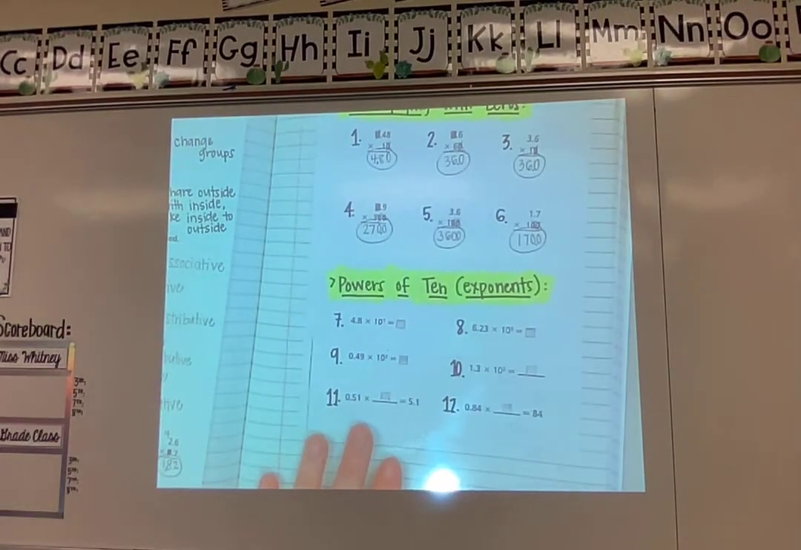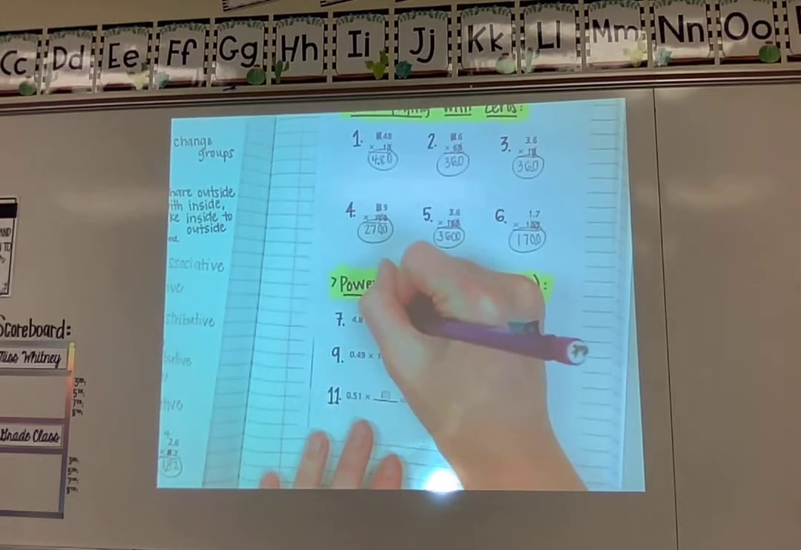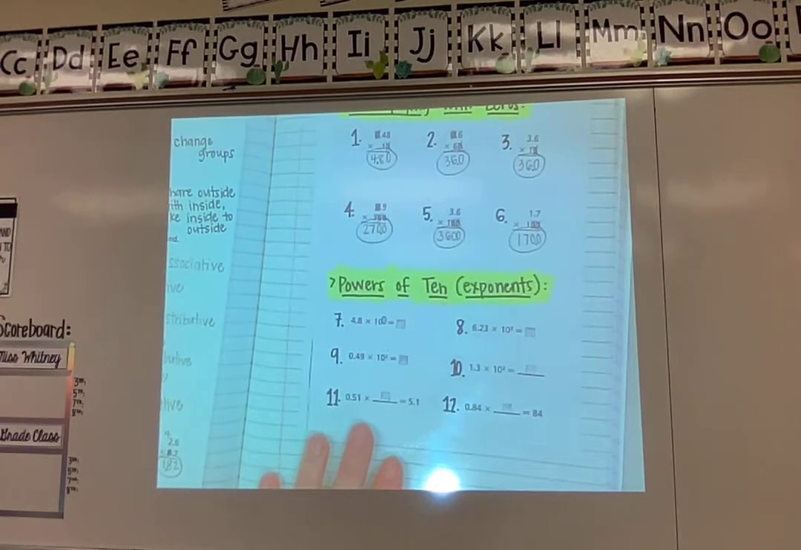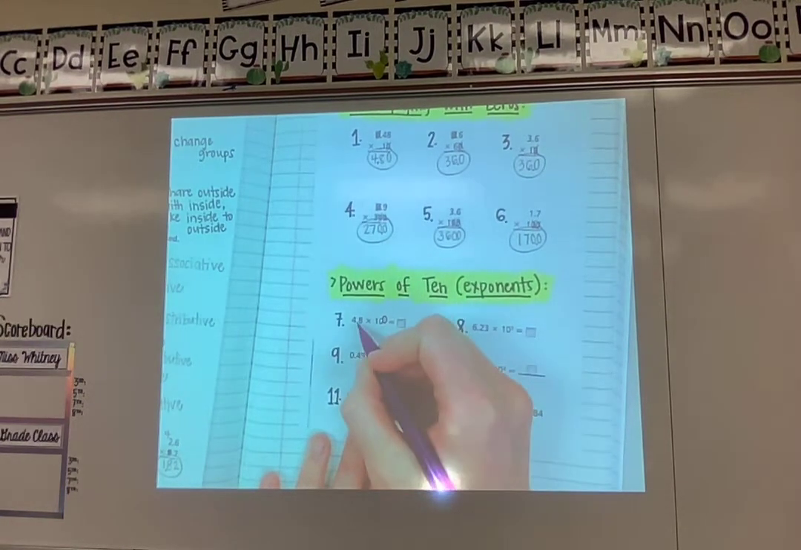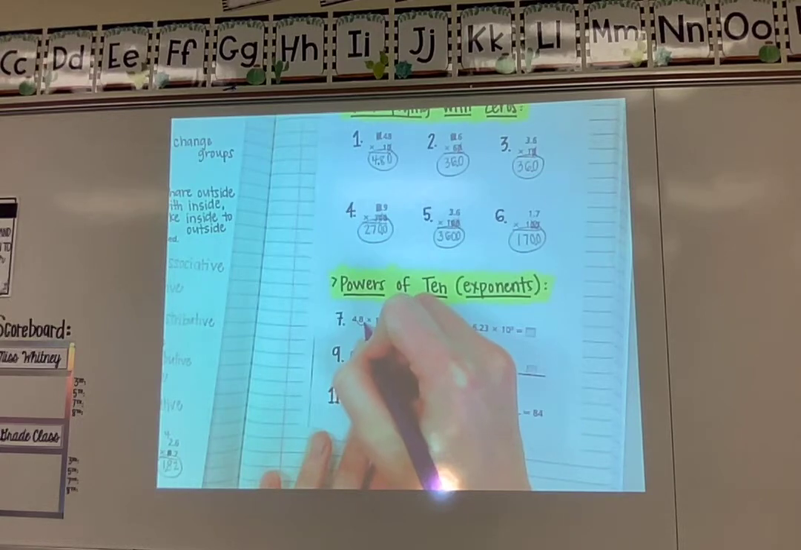Anytime I'm multiplying by a power of 10, I'm really only going to pay attention to the exponent. So here my exponent is a 1. That exponent tells me how many spots I need to move my decimal backwards. I always, always, always move the decimal backwards. So if my exponent is a 1, I need to move this decimal 1 spot backwards.